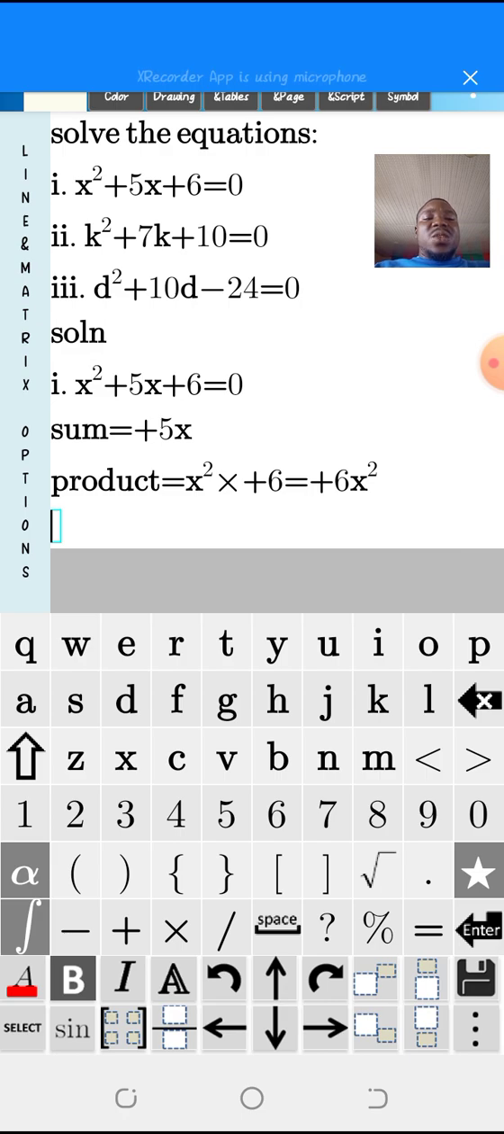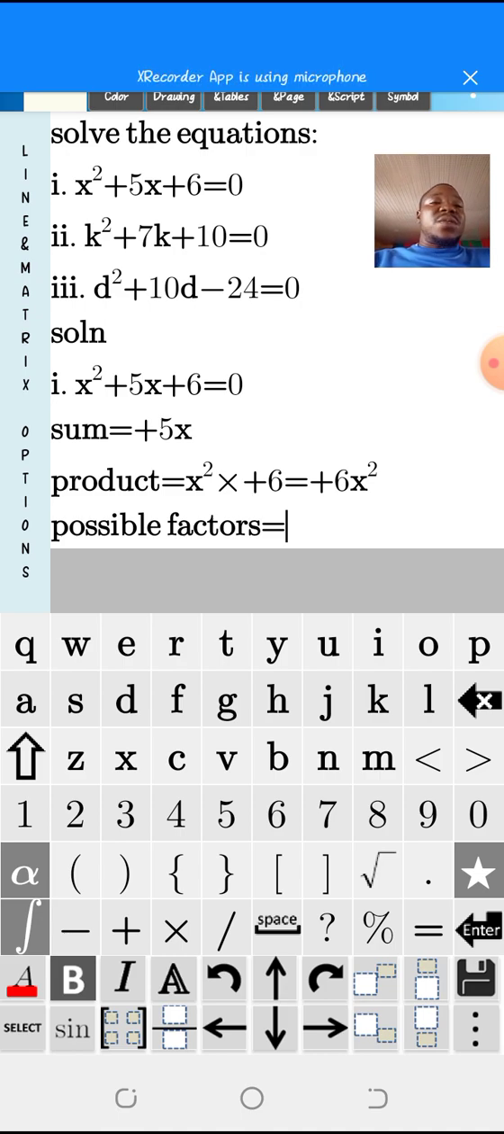Now, the other thing we need is what we call the possible factors, okay? I might not break it down in the solution for the next one, that's why you just have to focus and follow up, okay? So possible factors. How do you get possible factors, or what's the meaning of possible factors? Before we proceed, possible factors simply means two numbers such that when you add them together, it's going to give you the sum, which is plus 5x, and when you multiply the same numbers together, it's going to give you the product, which is plus 6x squared. And this is where your logical and critical thinking comes in, okay?